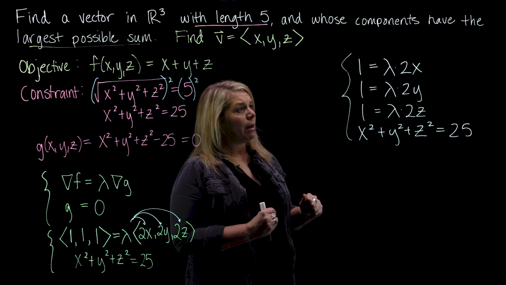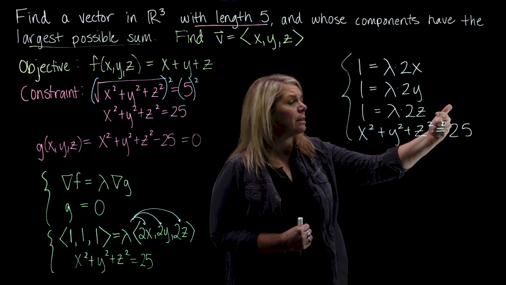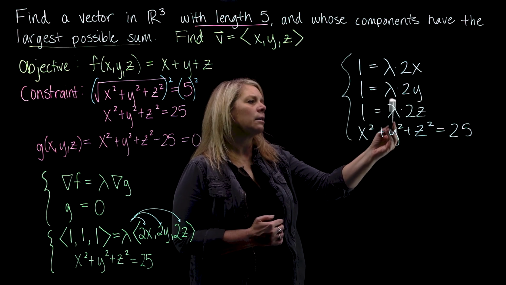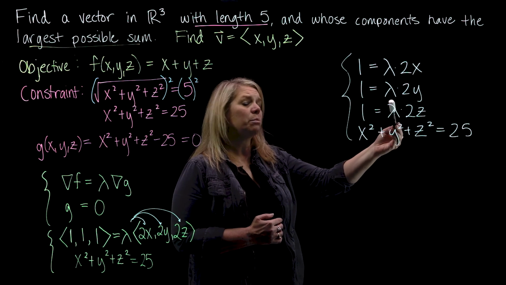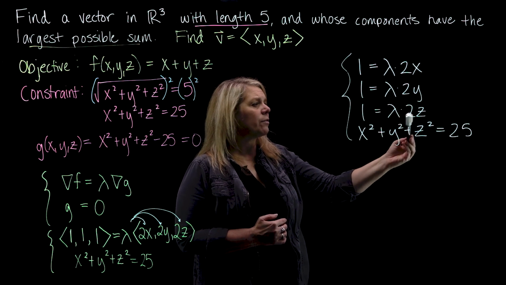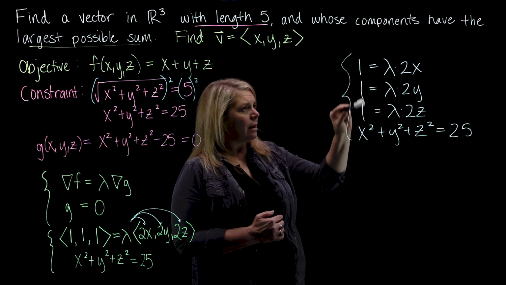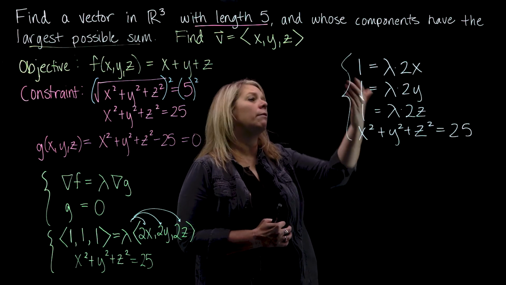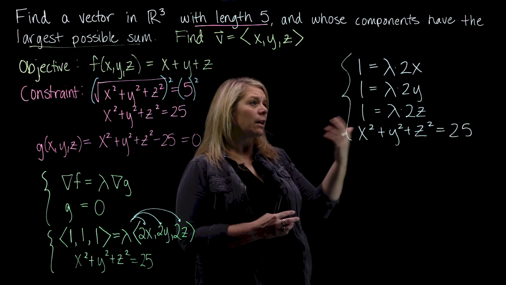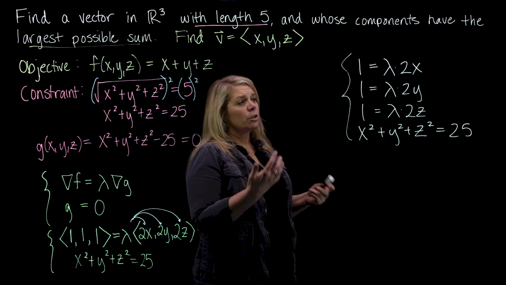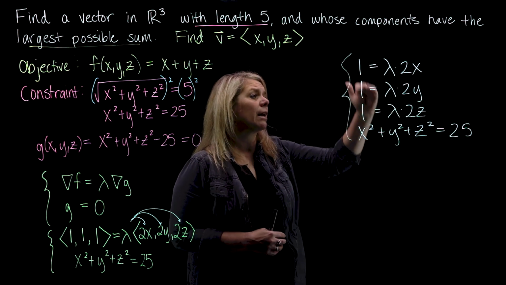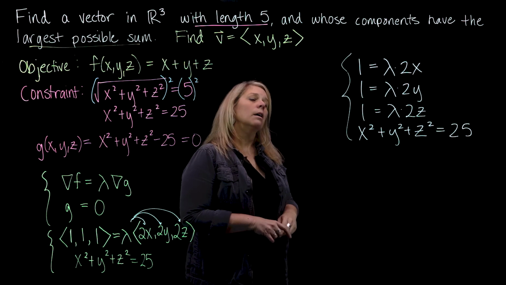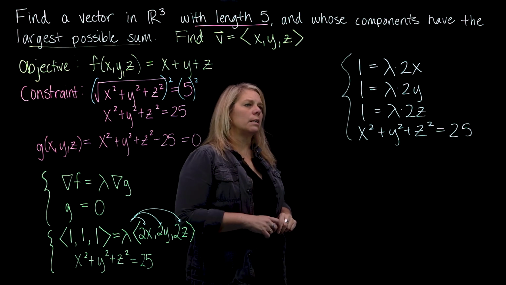In this particular problem, if we look at these first 3 equations, you can see that none of lambda or x or y or z could be 0, because if any of those variables were 0, then these constants on the other side of the equation would have to be 0. If lambda were 0, it would force all these equations to be 0 on this side. If x were 0, it would force this one to be 0. So in this particular problem, none of x, y, or z will be 0, so we can feel free to divide through by them.